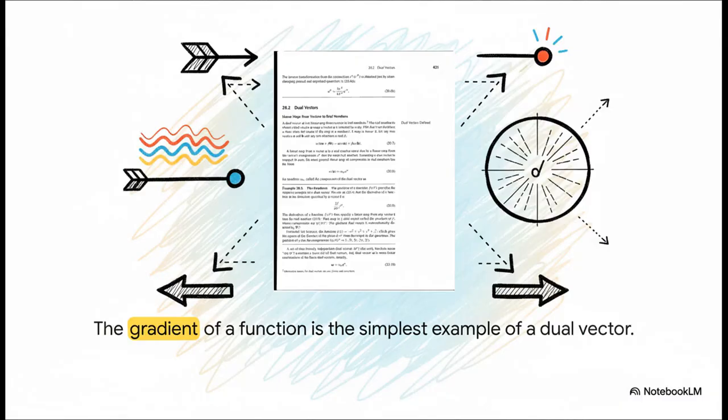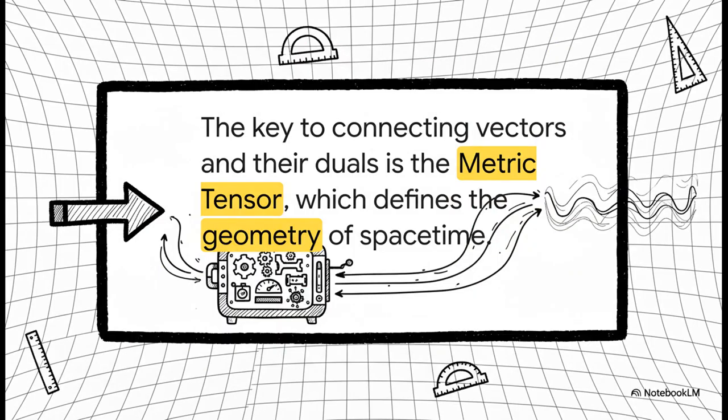And a perfect example of this is the gradient, which you probably ran into back in calculus. If you have a temperature map, the gradient isn't just one direction. No, it's an object that, when you feed it a direction vector, like due east, it gives you back a number that tells you exactly how fast the temperature is changing in that direction. The gradient is the classic dual vector. So we have our vectors and we have their duals. But how do you get from one to the other? The answer lies in what is arguably the single most important object in all of general relativity, the metric tensor.